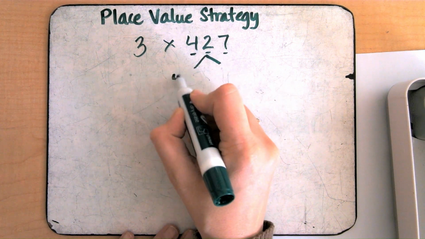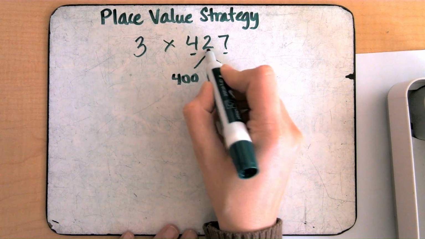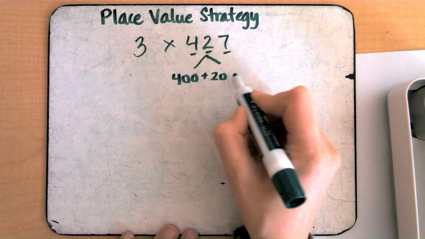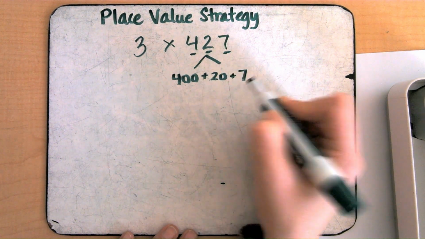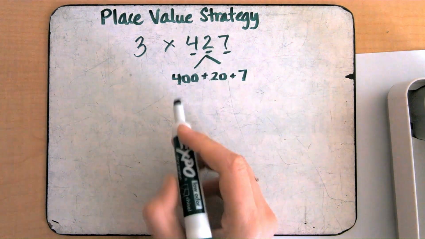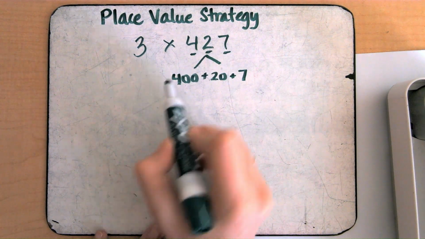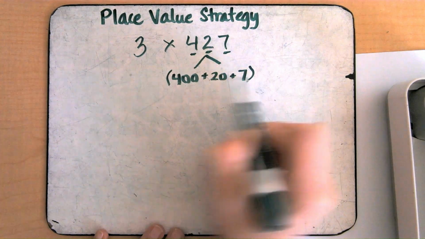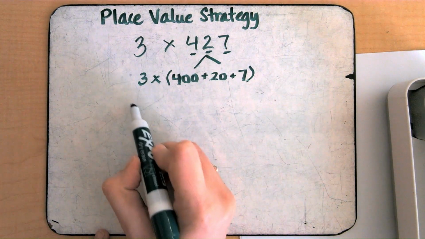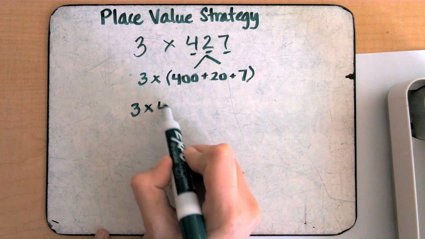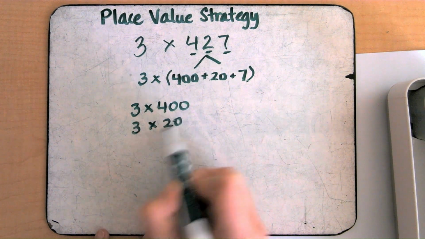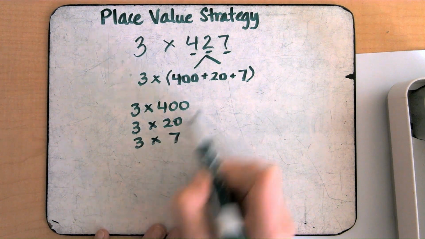The value of the 4 is 400. The value of the 2 is 20. The value of the 7 is 7 because this is in the hundreds place, tens place, and ones place. So then we are simply going to take each of these numbers and multiply them times 3. So we're going to have 3 times 400, 3 times 20, and 3 times 7.